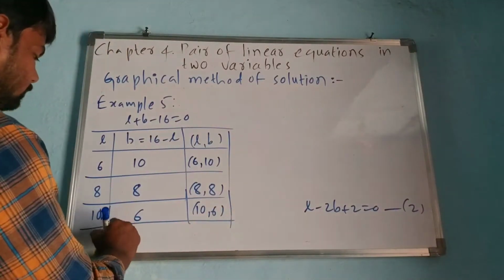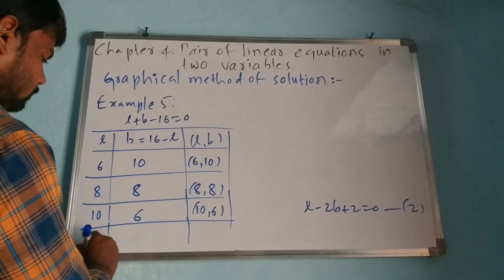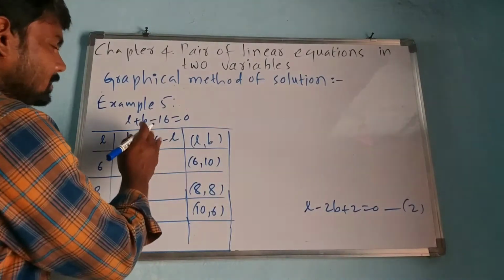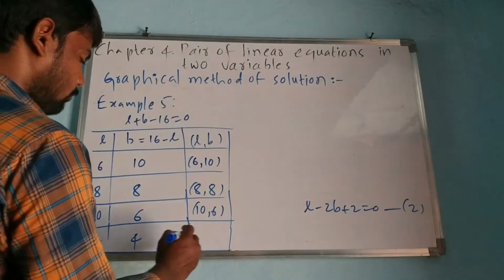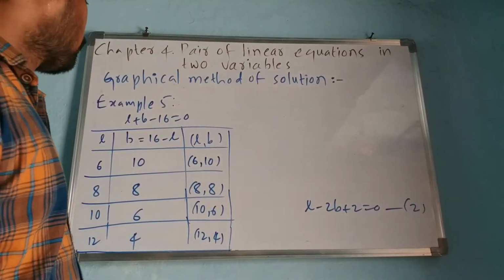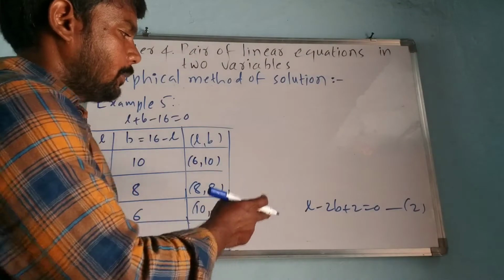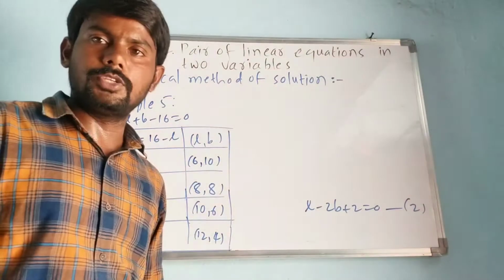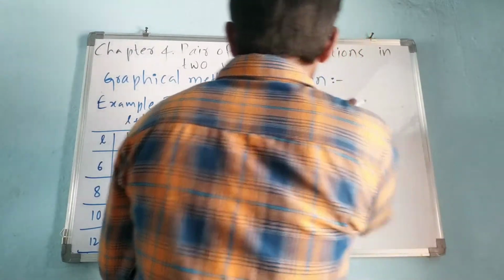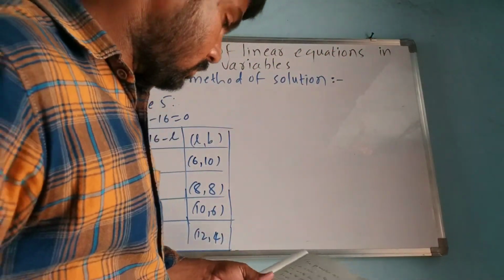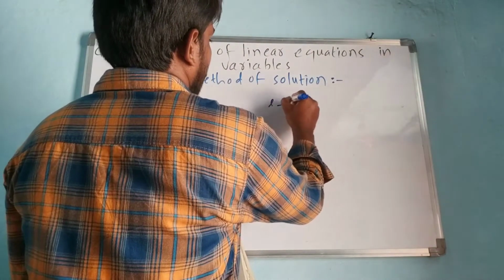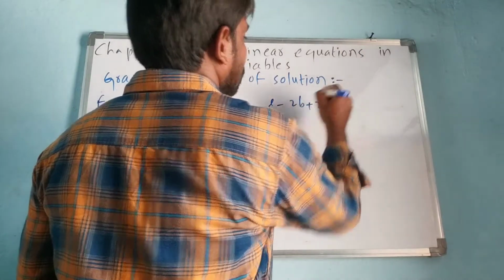And then take 12. If L is 12, B will be 16 minus 12. Automatically B will be 4. So the point is 12 comma 4. Similarly, you have to write the table for the second equation, that is L minus 2B plus 2 is equal to 0.